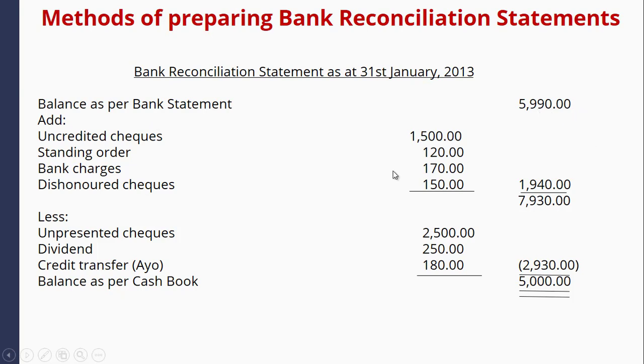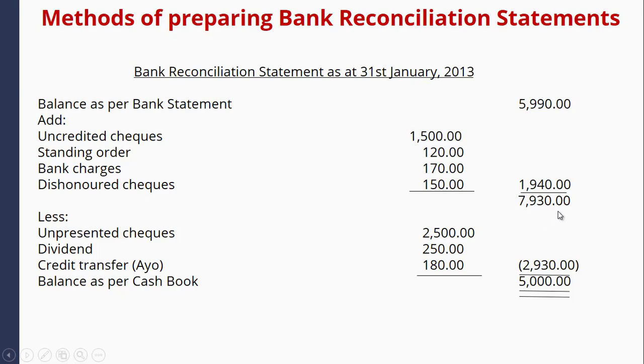The things that were added to our cash book balance will be deducted here because we are starting with the balance as per bank statement. And the things that were deducted from the balance as per cash book will be added here. The things deducted from the balance as per cash book were uncredited checks, standing order, bank charges, and dishonored checks. We are adding them here. Total 1,940. We add them to this.